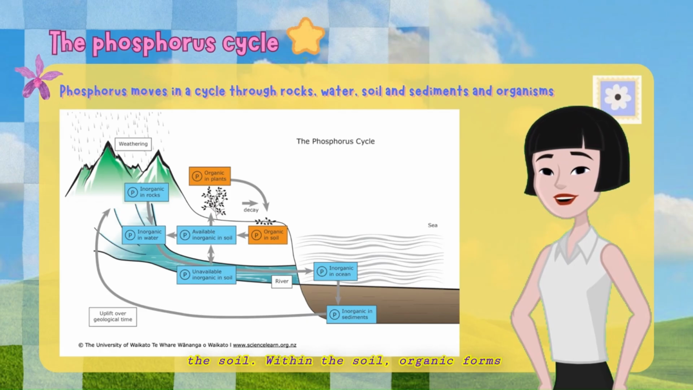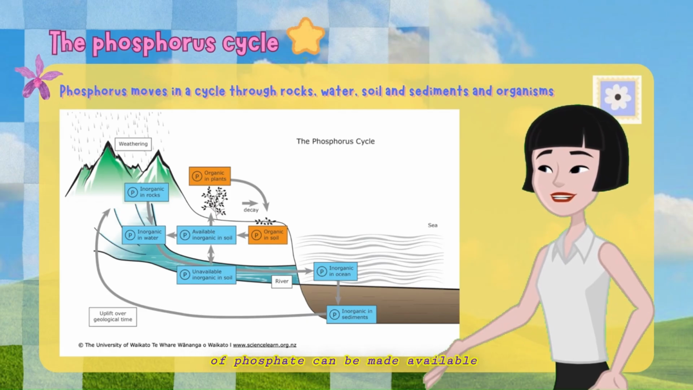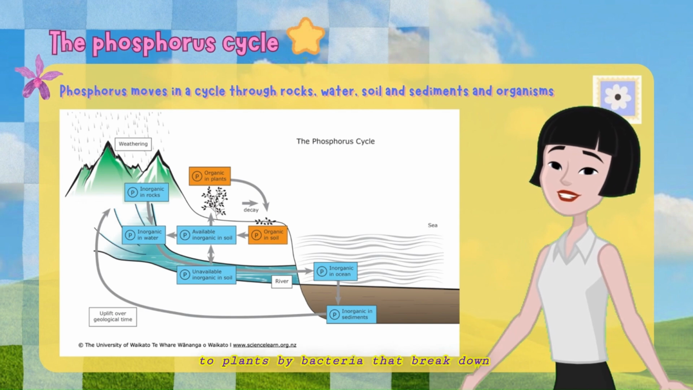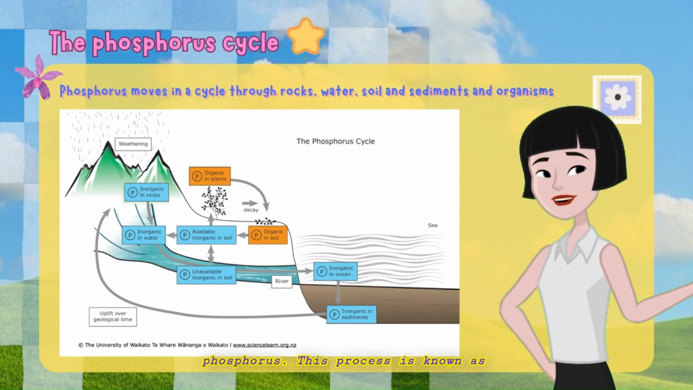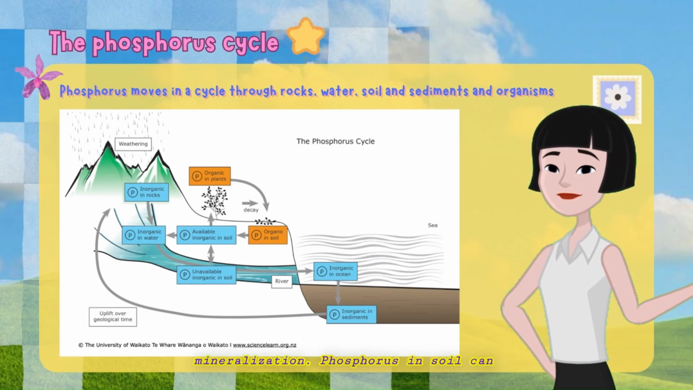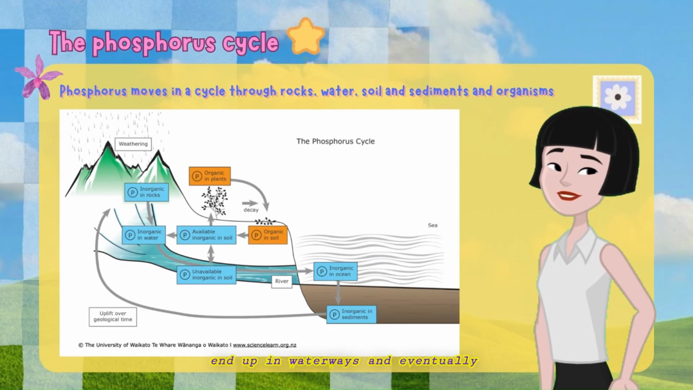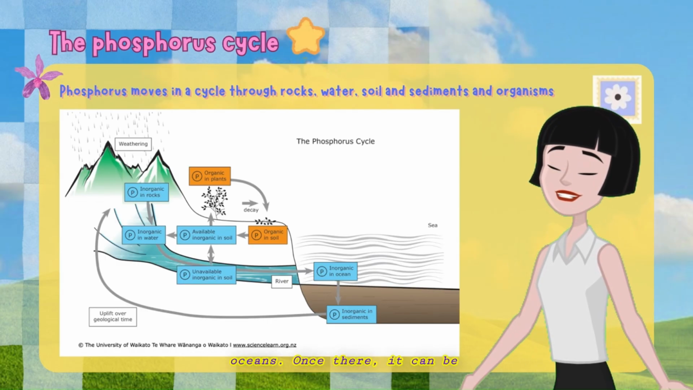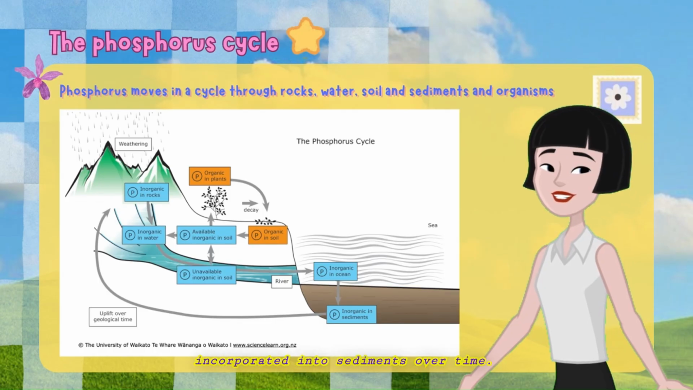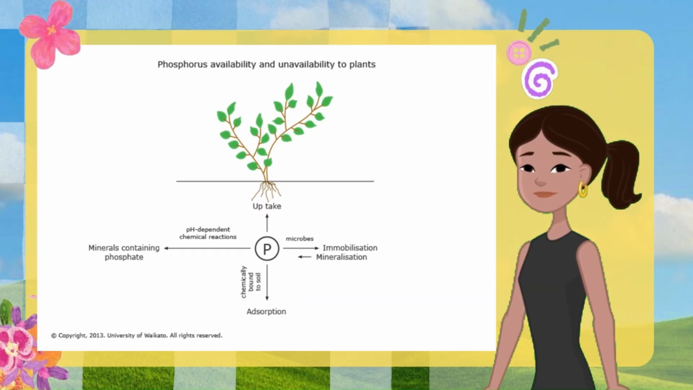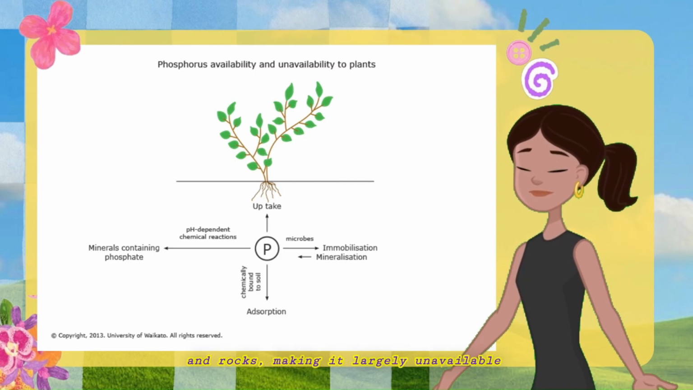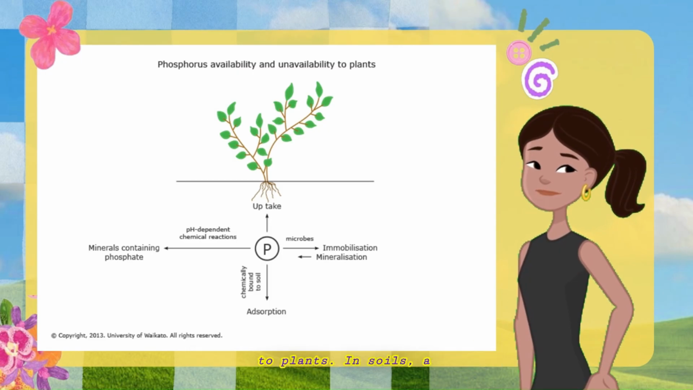Within the soil, organic forms of phosphate can be made available to plants by bacteria that break down organic matter to inorganic forms of phosphorus. This process is known as mineralization. Phosphorus in soil can end up in waterways and eventually oceans. Once there, it can be incorporated into sediments over time. Most phosphorus is locked in sediments and rocks, making it largely unavailable to plants.